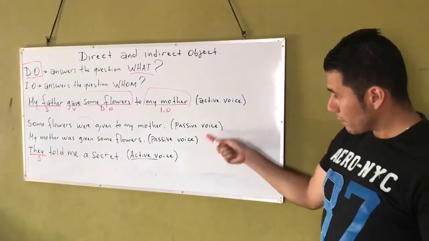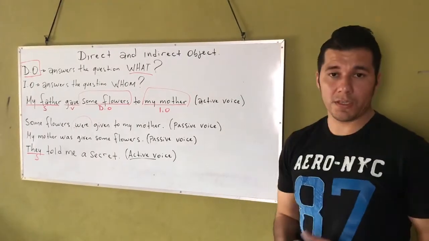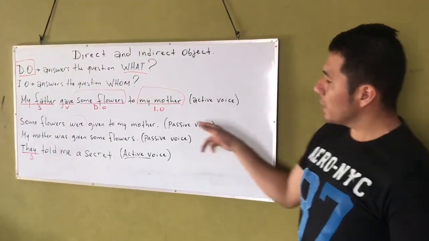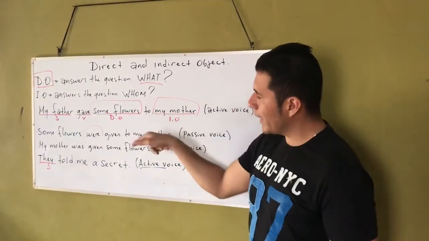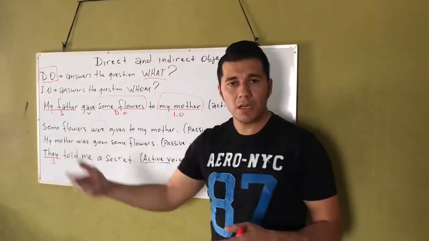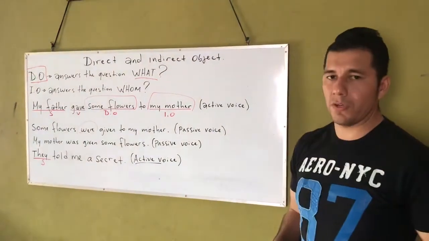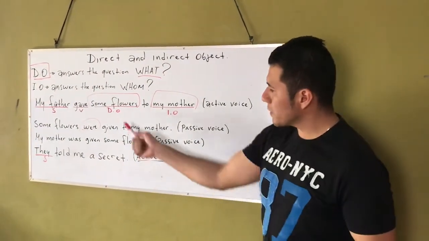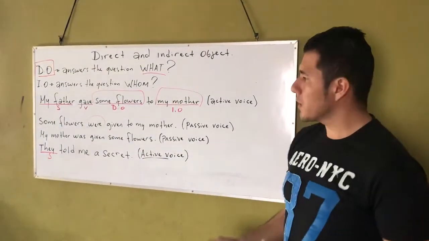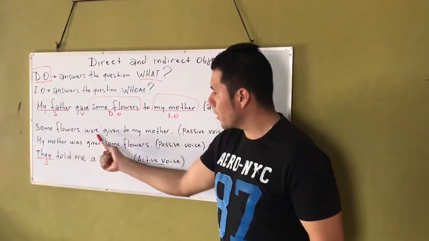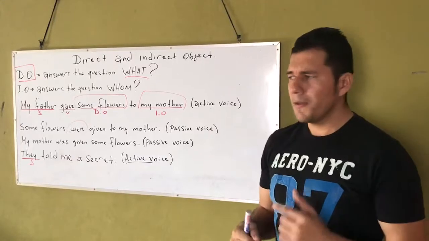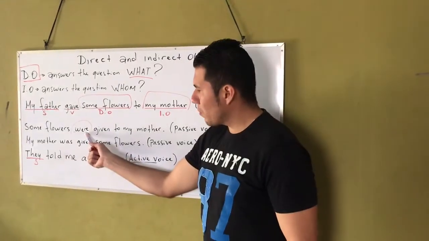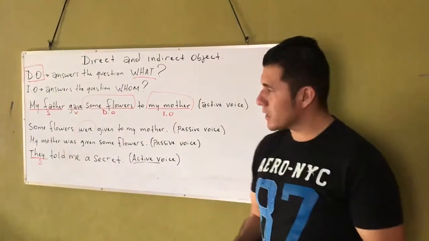Now, passive voice. I can use indirect object, direct object, like as subjects of the sentence in passive voice. So let's try with direct object first. And I have some flowers were given to my mother. And this is passive. Now, why am I using were in this case?